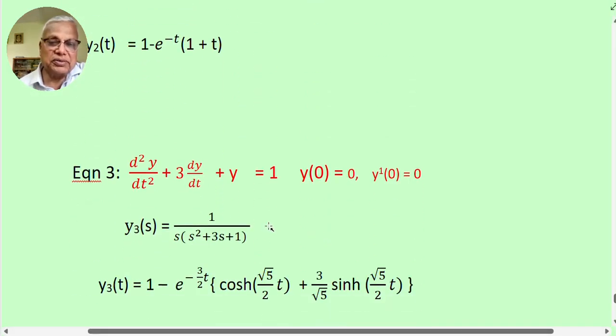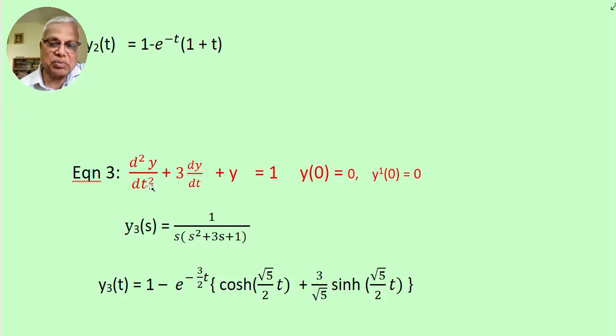And similarly, the third equation is this: d square y by dt square plus 3 dy by dt plus y equal to 1. The initial conditions are 0 as before, and here we got Y(s) as this. For clarity, because I am considering three equations, 1, 2, 3, and this represents equation 3, I am using a subscript 3, Y3. The inverse of this is found to be this.